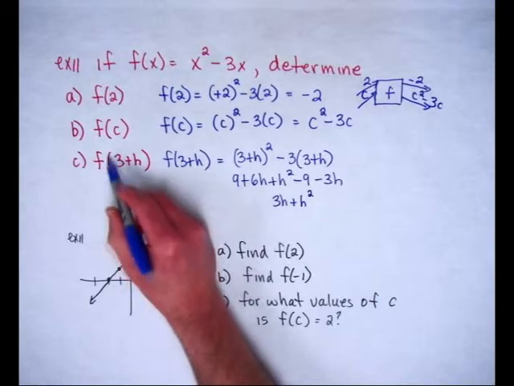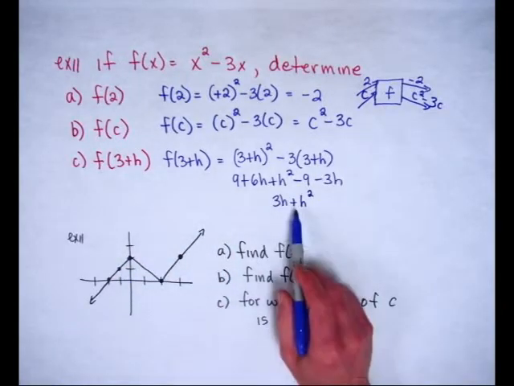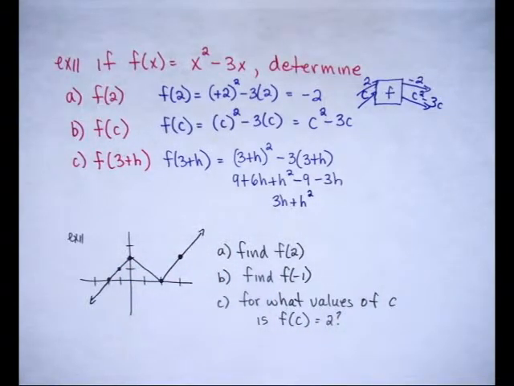So the number inside the bracket is called the input. The result that you get would be called the output, and together they make an ordered pair on our graph. So function notation is fairly straightforward. It's fairly simple to use. It's just a nice way of summarizing what a function is.